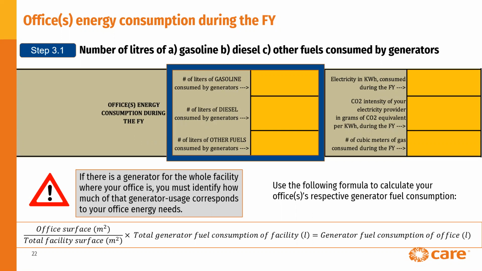So a way to calculate this is using the following formula. You will have to acknowledge your office surface, which would be in square meters, over the total facility surface in square meters as well. This will be your prime factor in this formula. Once you have this data, you multiply that factor by the total generator fuel consumption of the facility, which should be in liters. And this will give you an answer in generator fuel consumption of your office in liters.